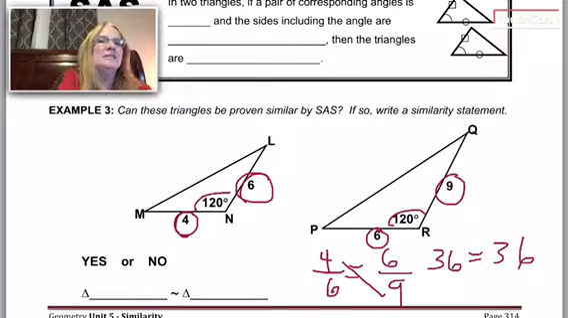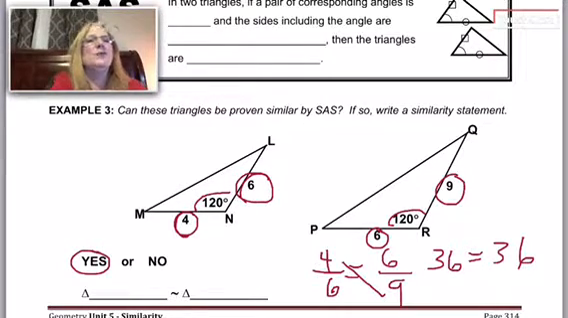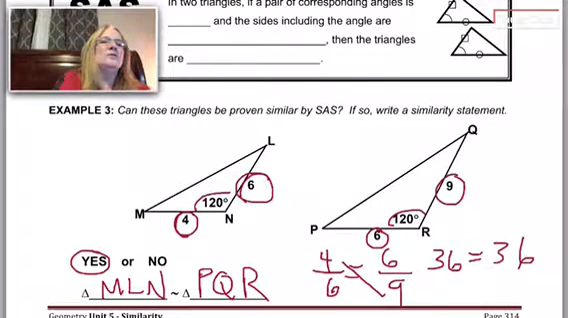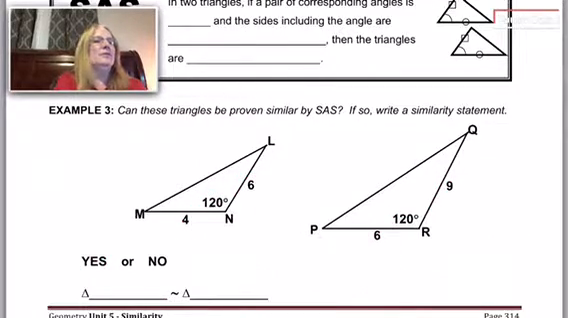And so yes, we have enough information because we have one pair of congruent angles and the sides including those angles are proportional. So we can say triangle MLN. The order doesn't matter on the first one, but it matters on the next one. So now I have to say PQR. So those two triangles are similar. Let's look at the next example.